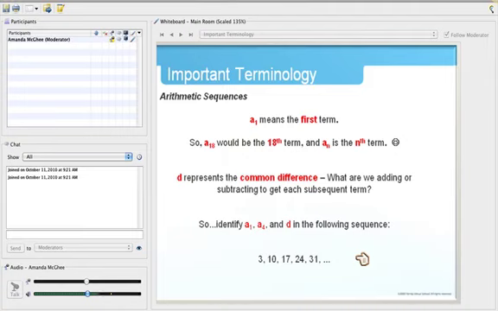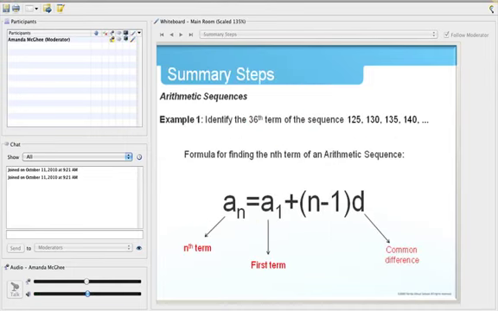The other way to get the common difference is to take any term and subtract the one before it. So 10 minus 3 is 7, 31 minus 24 is 7. In any case, D equals 7. Okay, so now let's look at an actual algebra problem. Identify the 36th term of the sequence 125, 130, 135, 140, and so on.